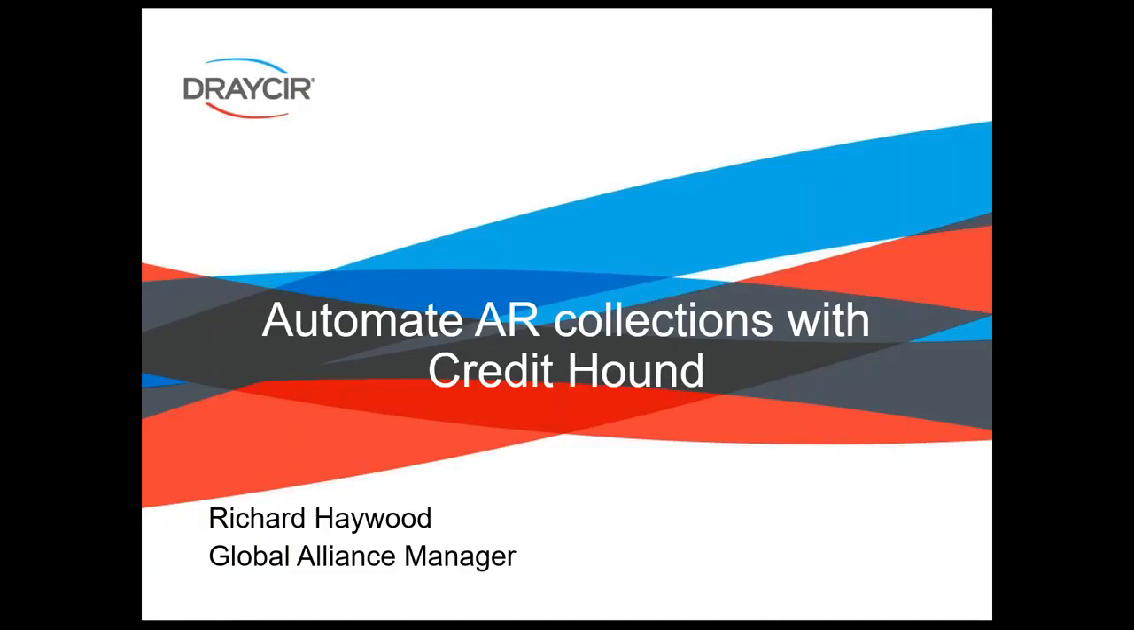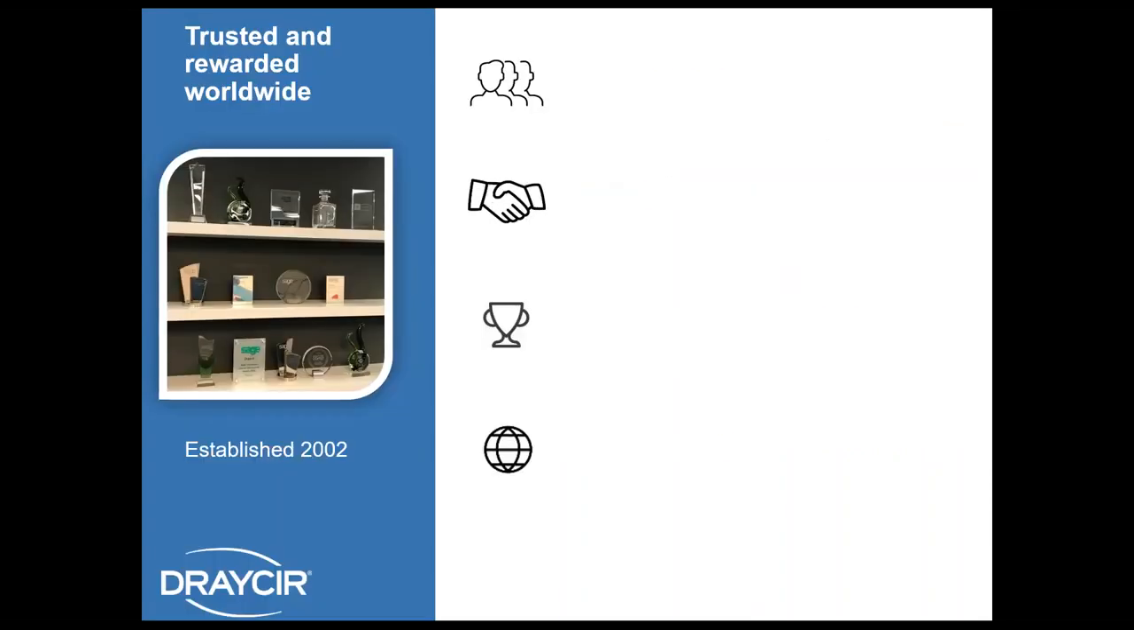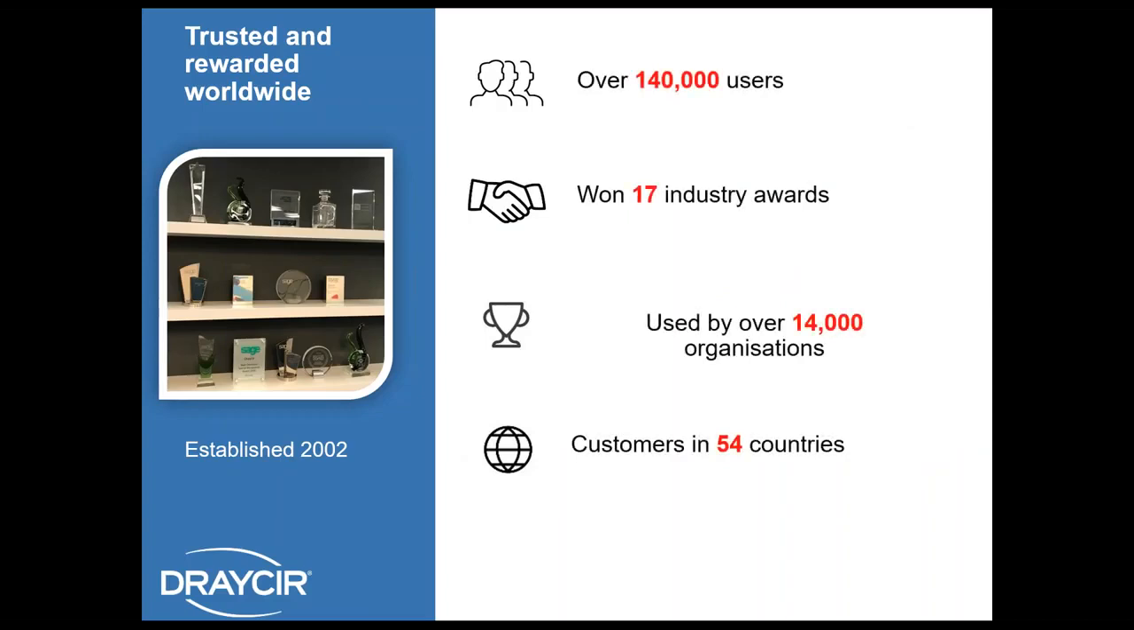I work for the company Draycir, and we are the developers of an AR collections automation software with the name Credit Hound. So Credit Hound is a very popular, very well established accounts receivable automation software linked to Sage, specifically Sage 300, but also other Sage products too.